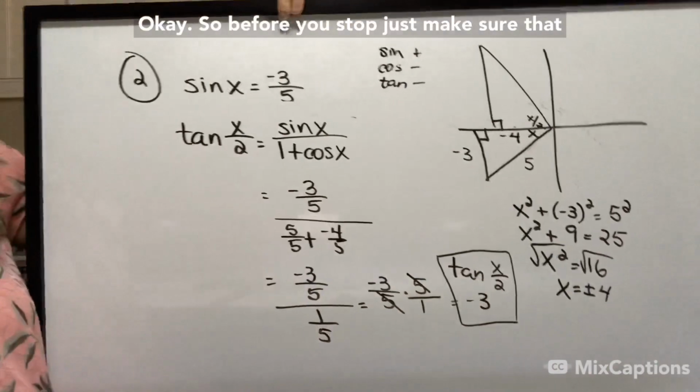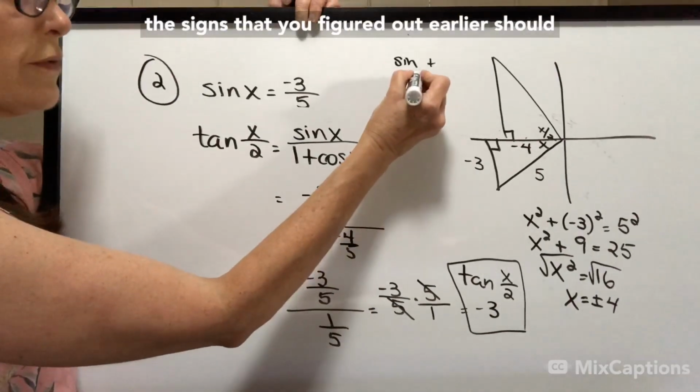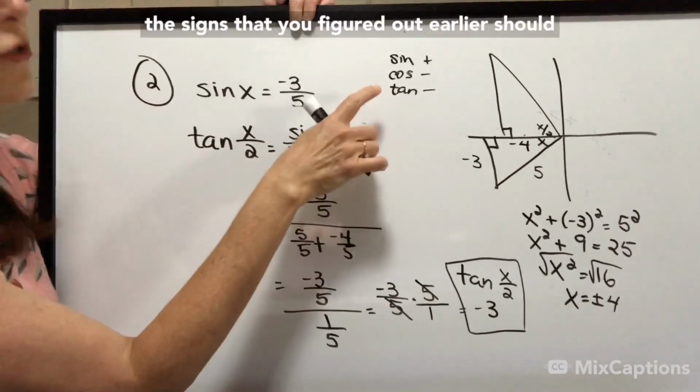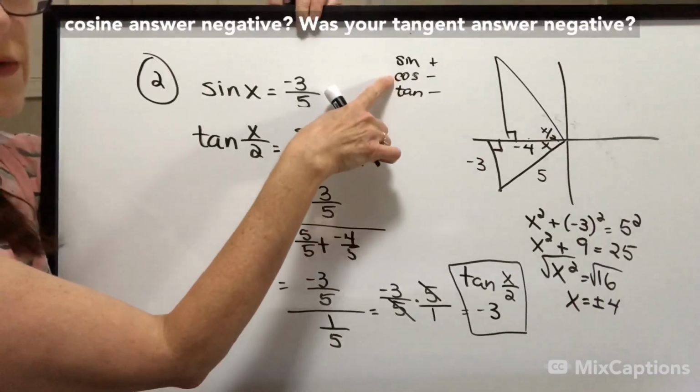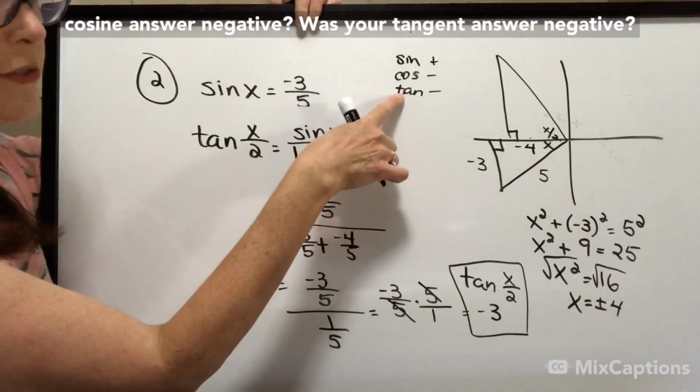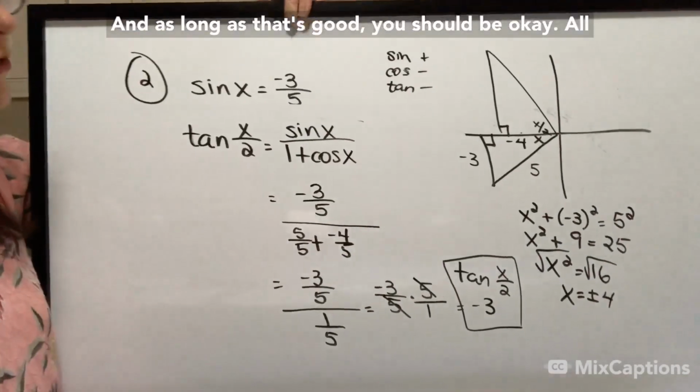Okay, so before you stop, just make sure that the signs that you figured out earlier should match. So was your sine answer positive? Was your cosine answer negative? Was your tangent answer negative? And as long as that's good, you should be okay.